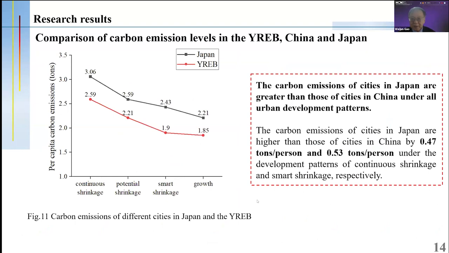But we compare these two countries, we can find the carbon emission and the different urban development in China and Japan. The per capita carbon emission of Japanese cities is larger than those of Chinese cities, in all four types of city development pattern.